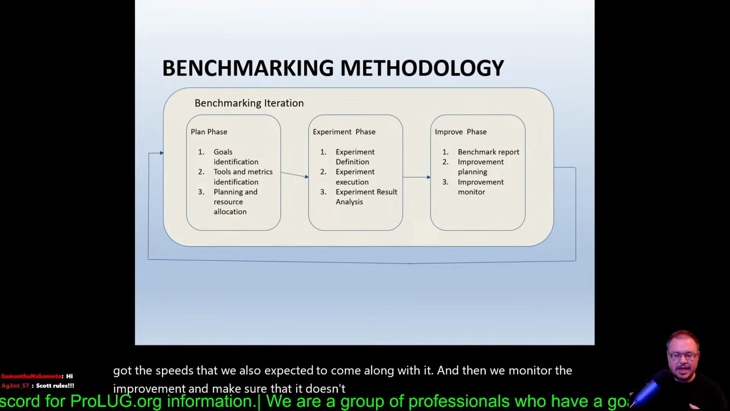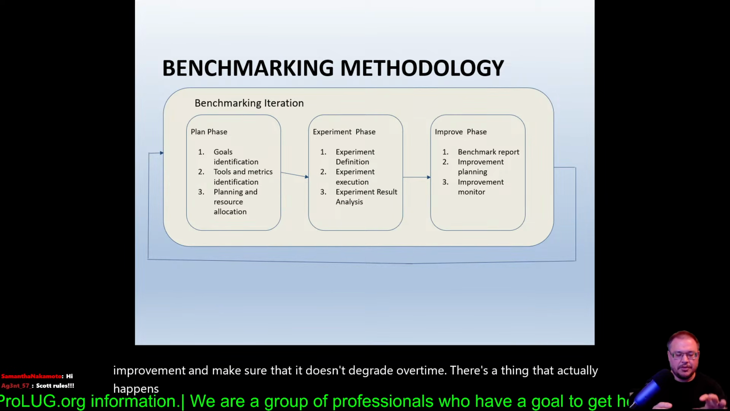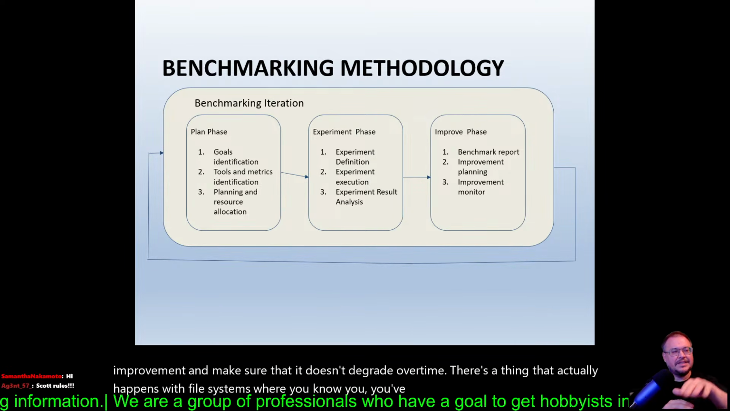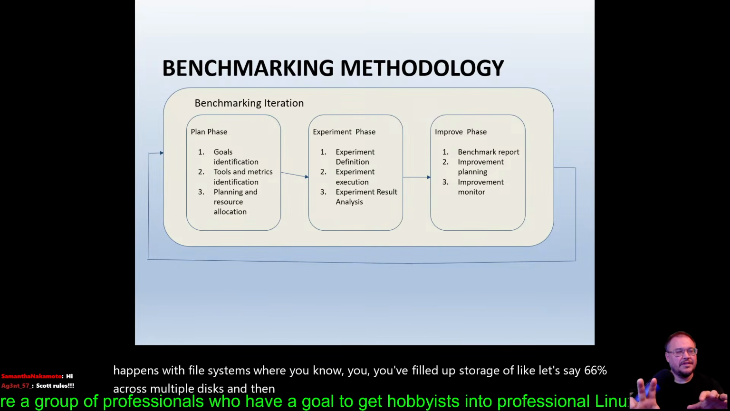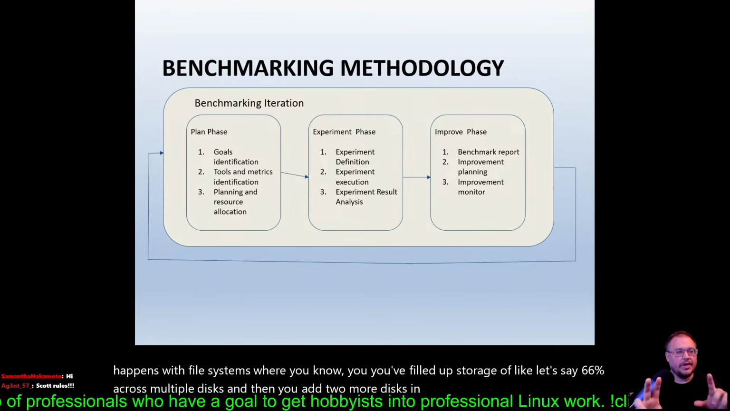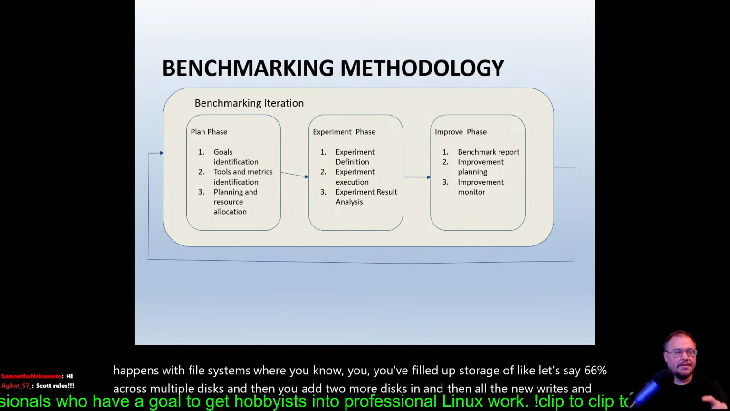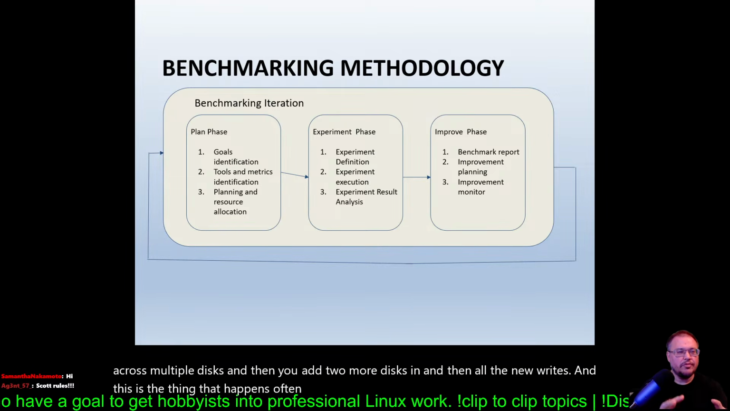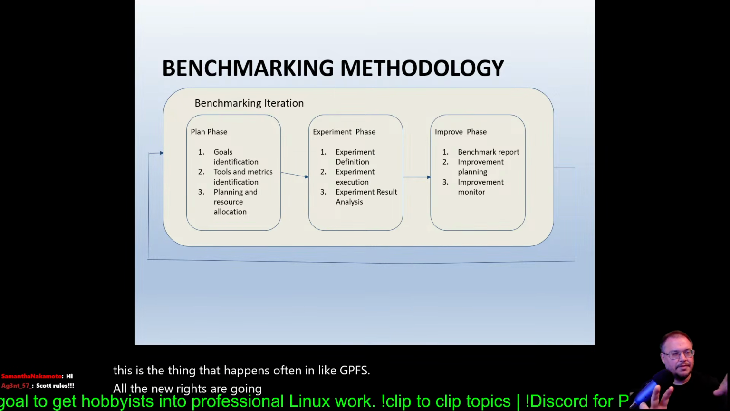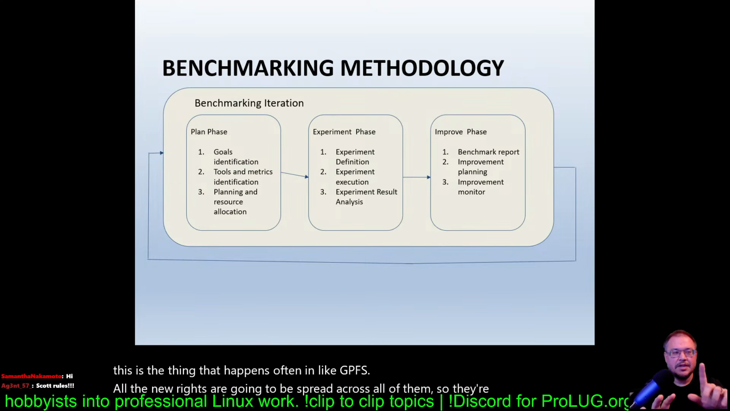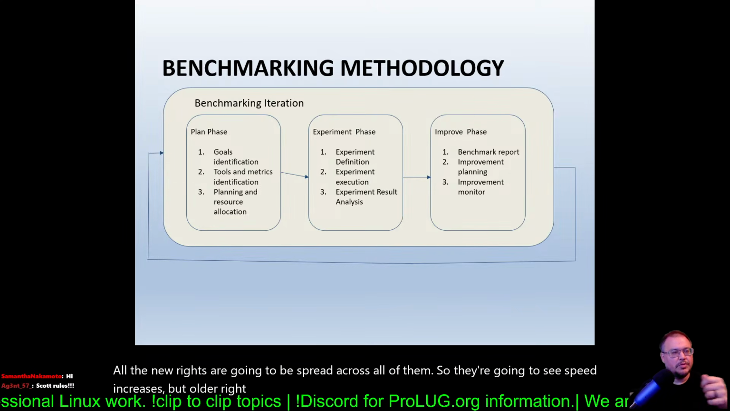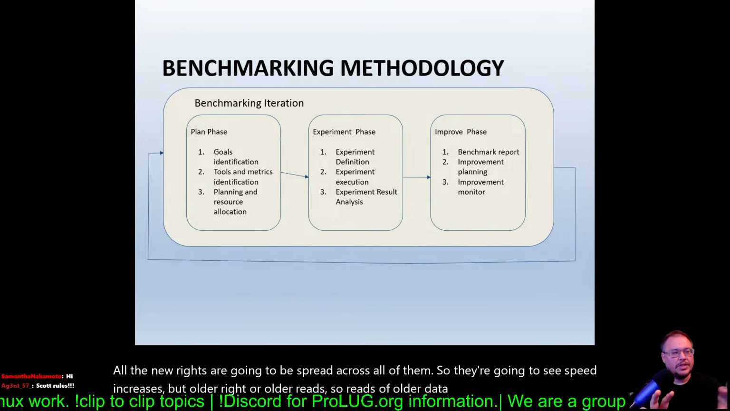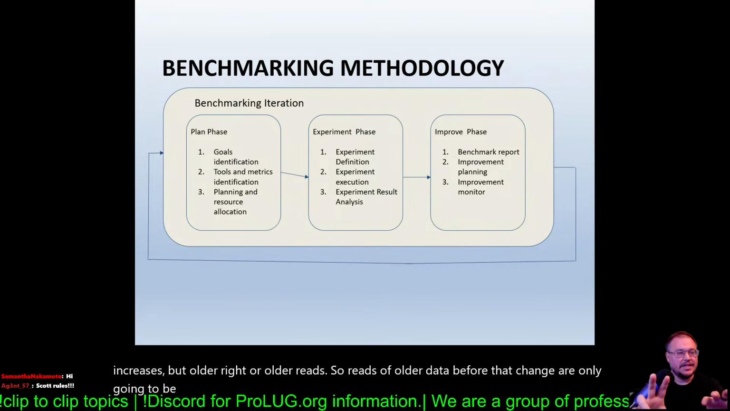There's a thing that actually happens with file systems where you've filled up storage to, let's say, 66% across multiple disks, and then you add 2 more disks in. And this is the thing that happens often in, like, GPFS: all the new writes are going to be spread across all of them, so they're going to see speed increases. But older reads, so reads of older data before that change, are only going to be on those first 8, let's say, and not the 2 new ones.